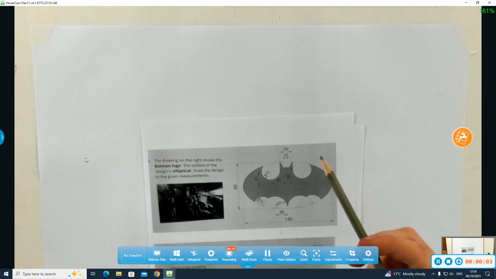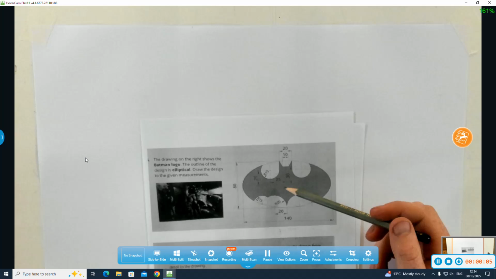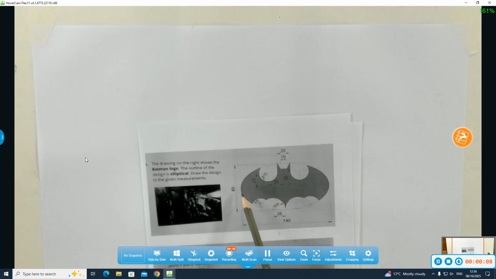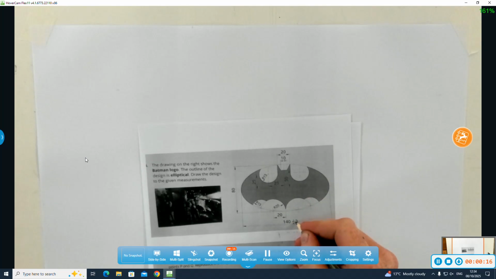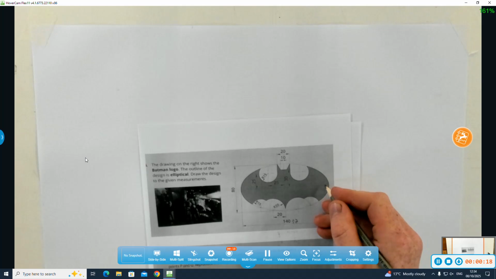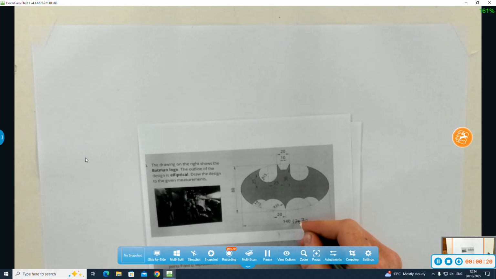So this is just a quick little video. This first question here you had for your test. The full length of the major axis is 140, so we're going to have to divide that by 2 to get our radius to draw our circle. That's going to give us 70.